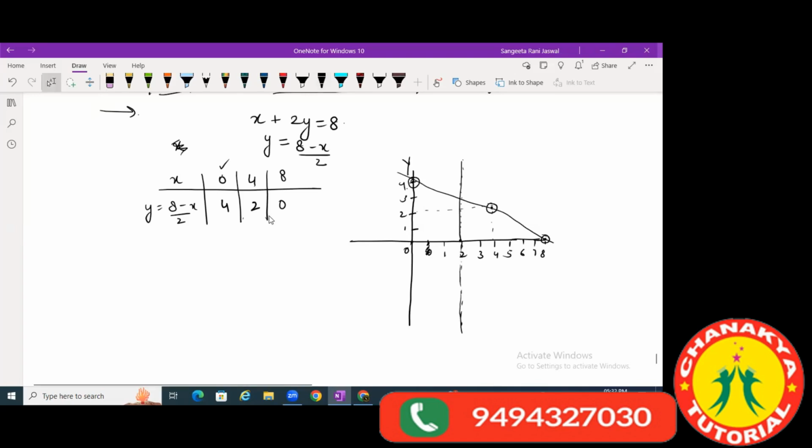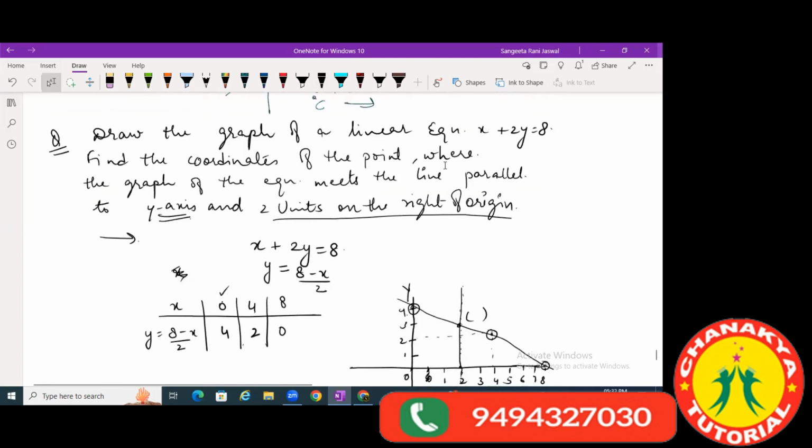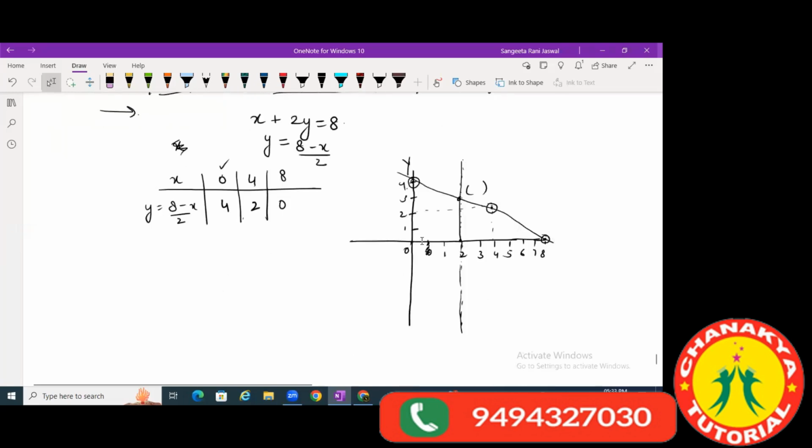It's asking, find the coordinates of the point where the graph of this equation meets the line parallel to the y-axis and 2 units to the right of the origin, intersecting this line, which is x plus 2y equals 8. So we have to find the coordinates of this point.